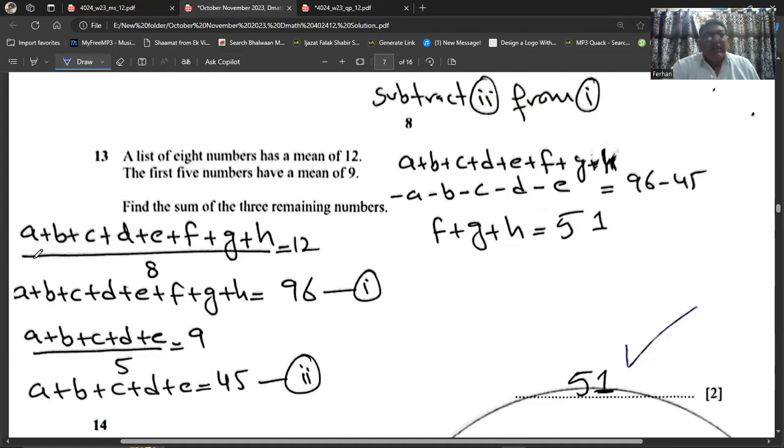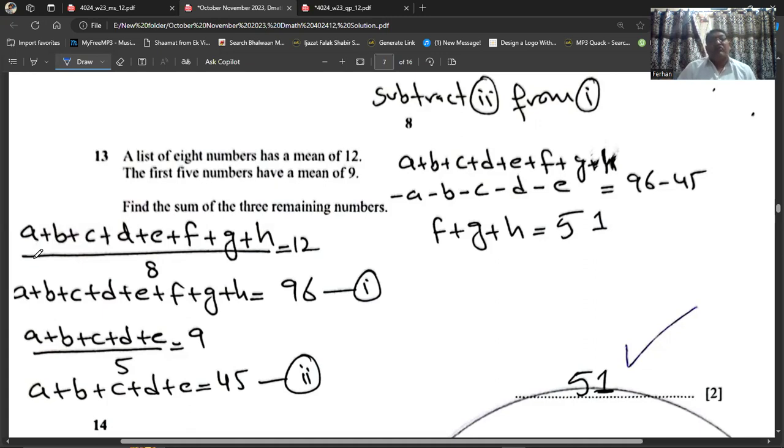Okay. So here the mean of the 8 numbers is 12. Suppose those numbers are A, B, C, D, E, F, G, H. When you add them and divide by 8, that is equal to 12. So the sum of the 8 numbers will be 8 multiplied by 12, that is 96. Then he says the sum of the first 5 numbers, that is A plus B plus C plus D plus E, and the mean of the 5 numbers is 9. So divided by 5 is equal to 9. So A plus B plus C plus D plus E is equal to 45.